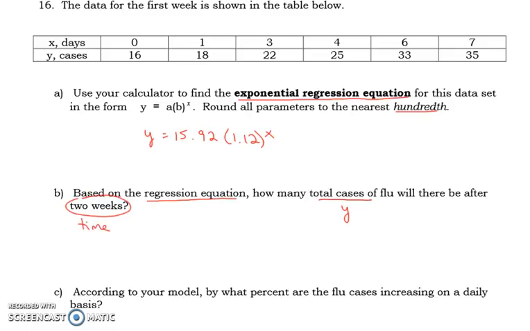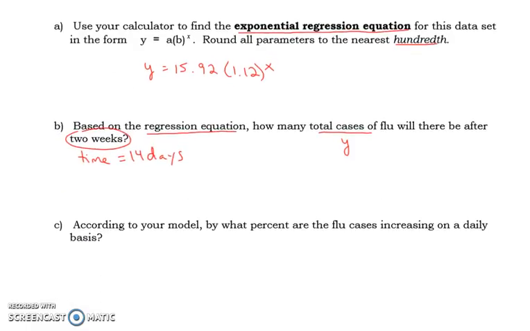So I want to find the total cases, which is the y, after 2 weeks, which is time. Now, this is kind of tricky because you would think that you're just supposed to substitute 2 in for x because x is time. However, remember that x is given to us in days. And since they want 2 weeks, that's actually going to be 14 days. So we're going to use our exponential regression equation, y equals 15.92 times 1.12. We're looking to solve for y when x is 14. So raised to the 14th power.